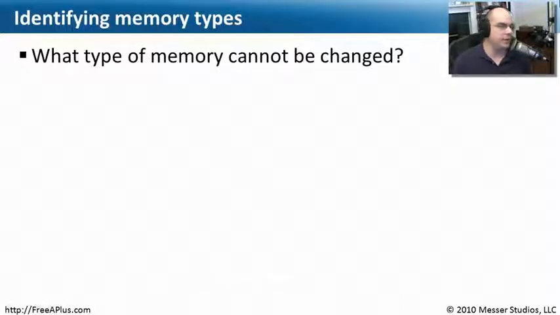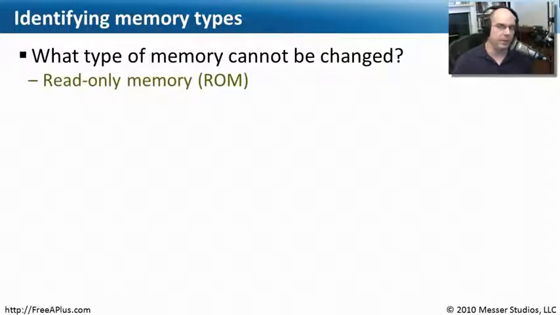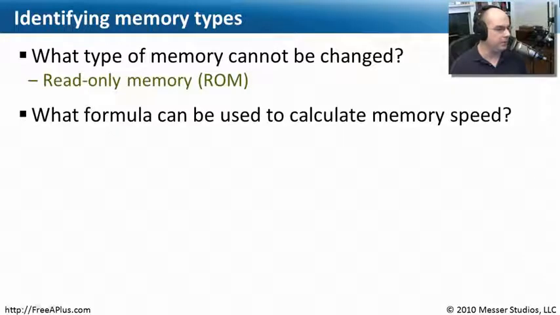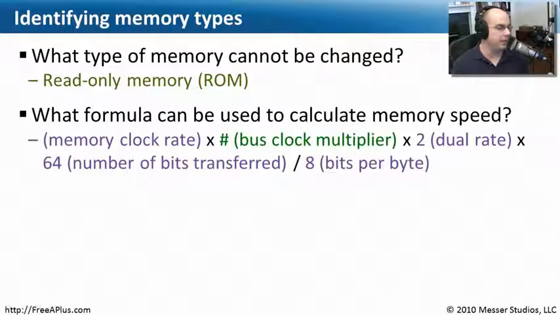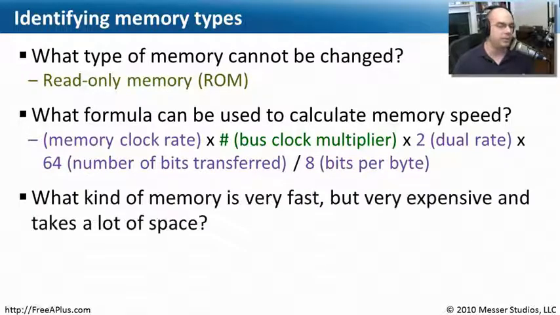Let's review what we may have learned about our memory types. Our first question is, what type of memory cannot be changed? Well, I know I can have memory that I can read and write to, but if I can't change it, it must be read-only memory. Here's another question. What formula can be used to calculate memory speed? This is the formula you need to memorize to take with you on the exam. If you remember that the memory clock rate times the bus clock multiplier, that's going to be 1, 2, or 4, depending on whether you're DDR, DDR2, or DDR3, times 2, times 64, and divide it by 8. And that's the answer you'll need on every single memory speed question you might run across.